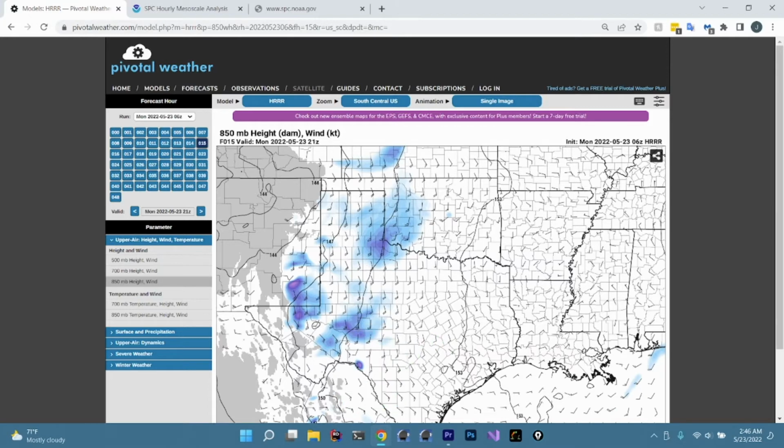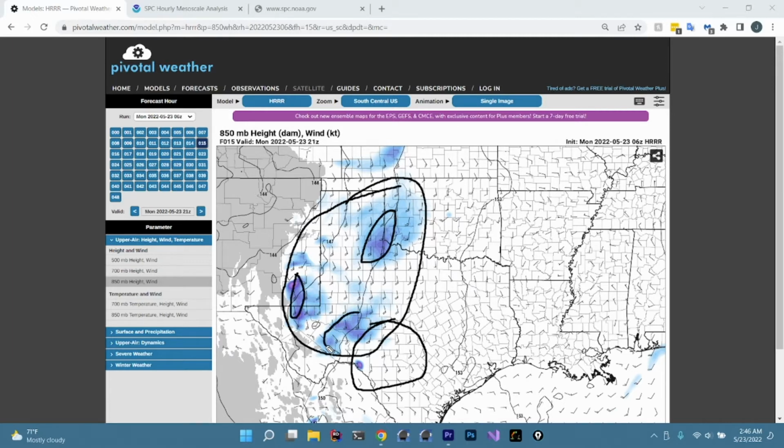Remember, this general vicinity here, right in this area, was where our storms are. But notice there's not much of a low-level jet in this area. As a matter of fact, there's not really much anywhere. Even here, it's relatively weak in these little areas here. So there's really not much of a jet to get things going for us as far as severe weather goes, or at least as far as tornadoes go. So the tornado threat based on this is not very high.